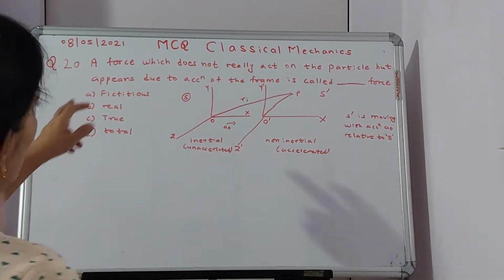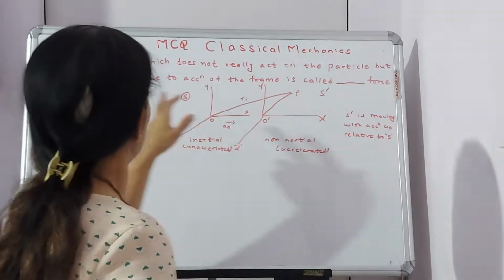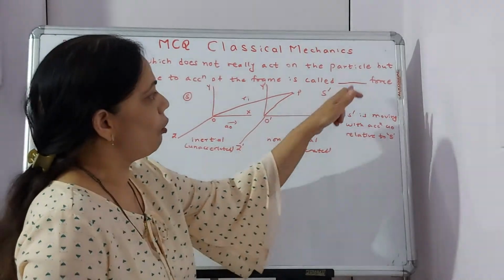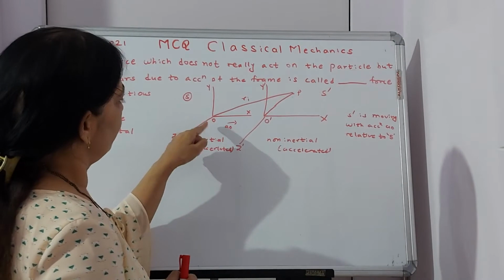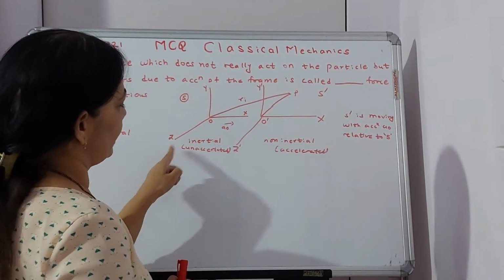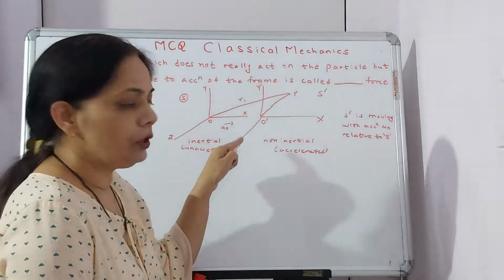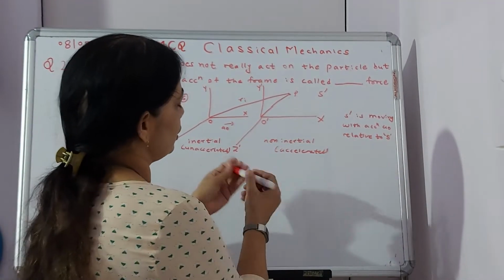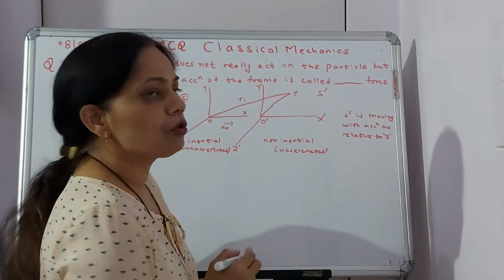Next question: a force which does not really act on the particle but appears due to acceleration of the frame is called as dash force. This is a simple diagram. Here you have a frame S which is inertial, with axes X, Y, Z, and origin O, which is moving with acceleration A0. The second frame is S dash, which is non-inertial, with axes X dash, Y dash, Z dash, and origin O dash.